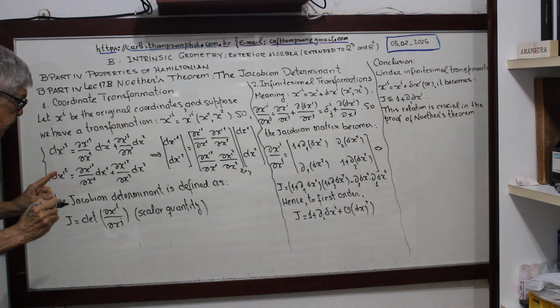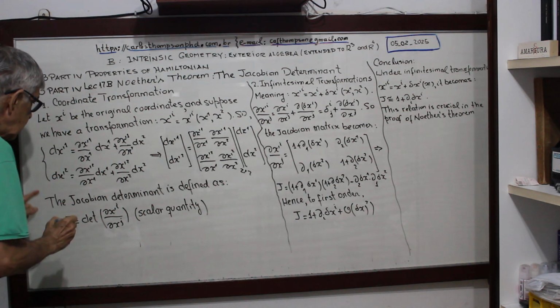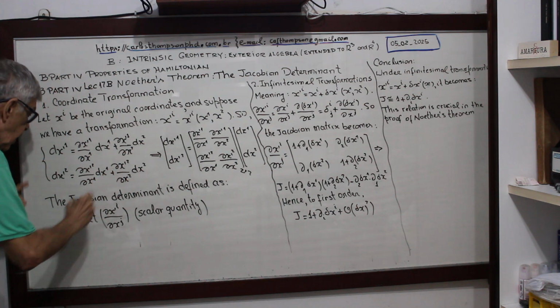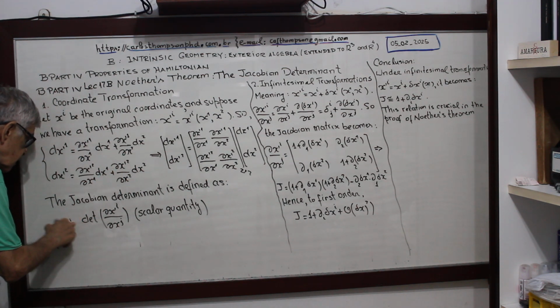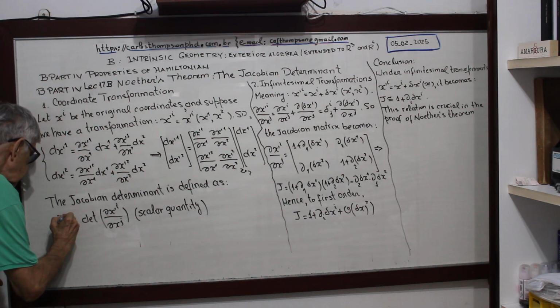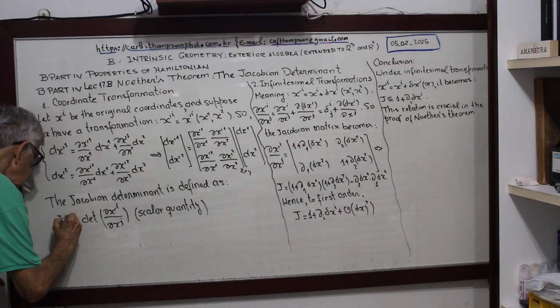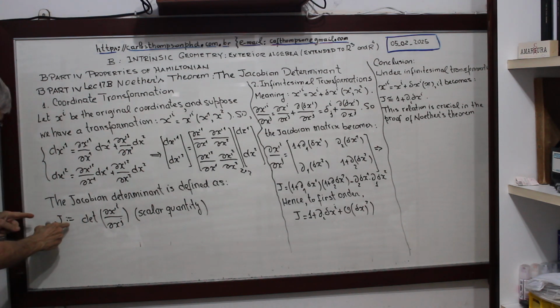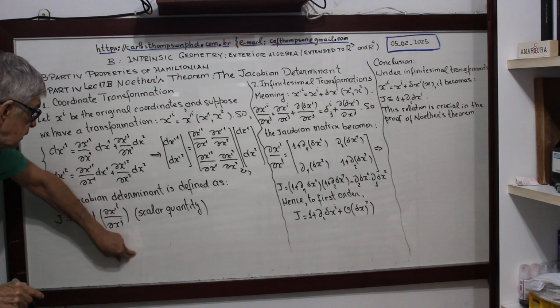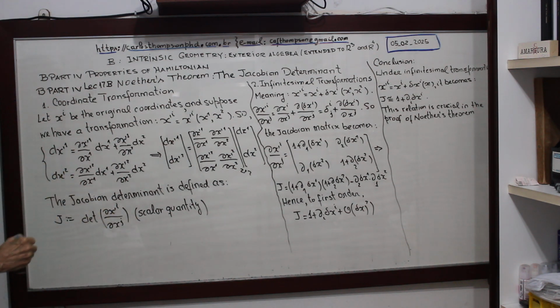Now, the Jacobian determinant is defined by definition. Let's use the symbol J. J is equal, okay? That's the definition. It's the determinant of this matrix over here. So, this is a scalar quantity.